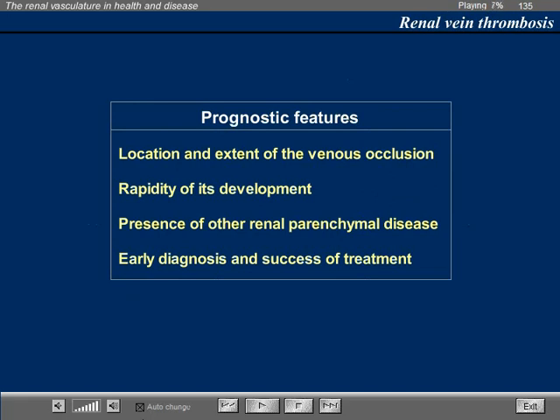The prognosis of renal vein thrombosis will depend upon the location and extent of the venous occlusion, the rapidity of its development, the presence of other parenchymal disease, be that a tumor or of medical nephropathy, and depends also on the early diagnosis and the success of treatment.